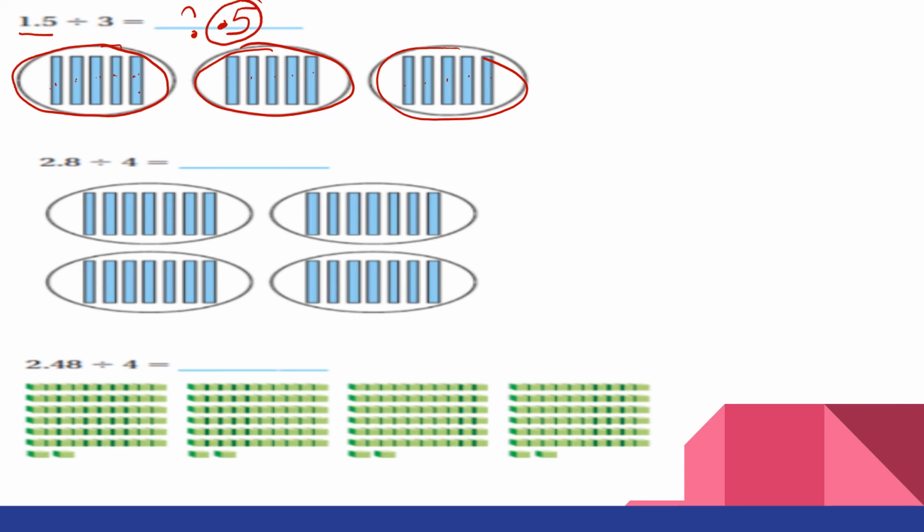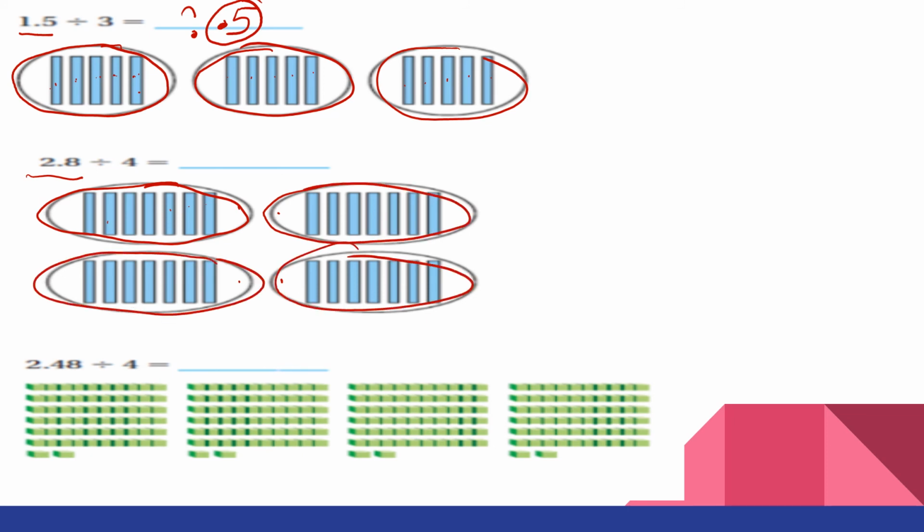These are a more simple question. So I've got 2 wholes and 8 tenths, which is 28 tenths. 7 times 4 is 28. I've got 4 groups here. And how many are in each group? And the answer is 7. And what are these? They are tenths.